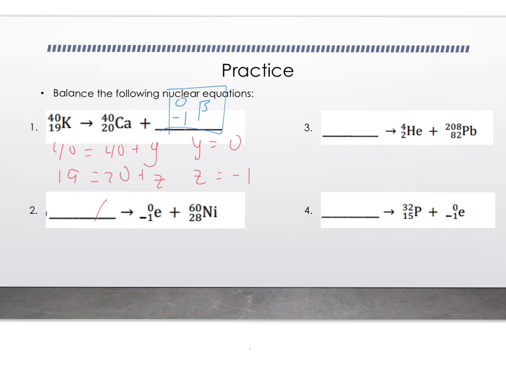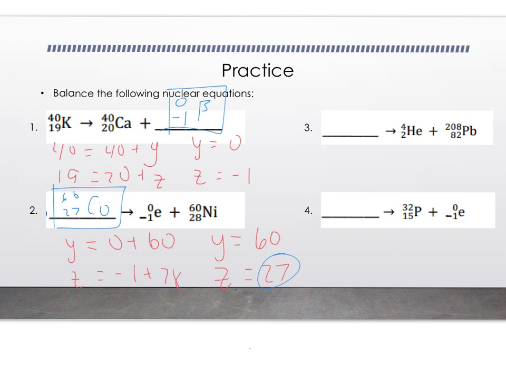Okay, number 2, we have our x, y, z, where y now is going to be equal to 0 plus 60. And then our z here is going to be equal to negative 1 plus 28. So y will be equal to 60, and z is going to be equal to 27. So how do we know the symbol for something that has the atomic number of 27? We look on the periodic table, and the atomic number 27 is going to be equal to your cobalt. So your answer here would be cobalt as the symbol, 60 as the mass number, and then 27 as the atomic number.